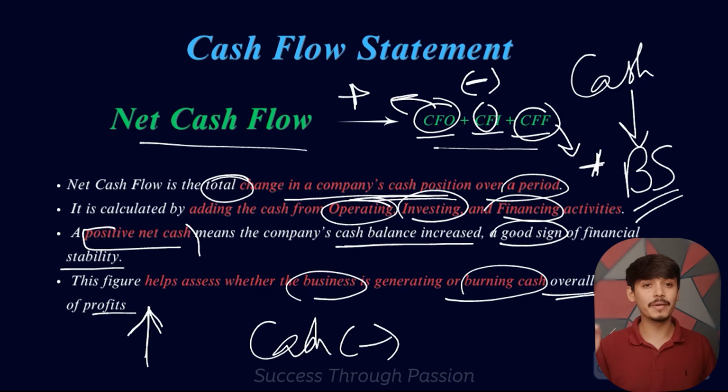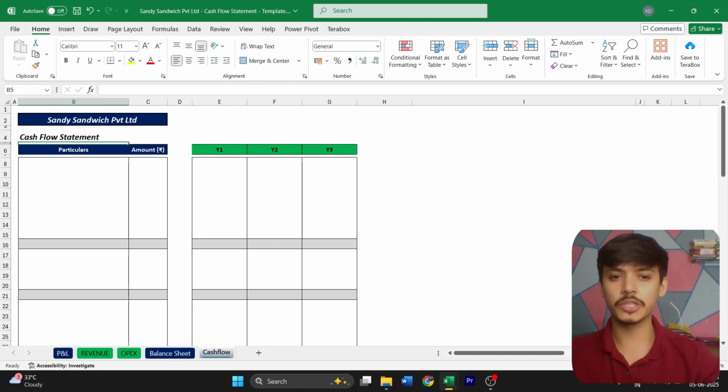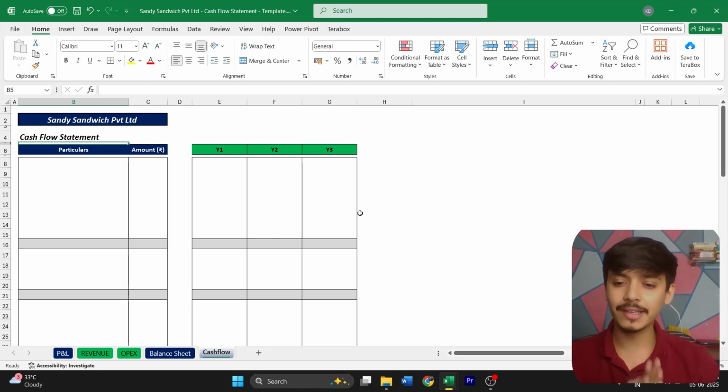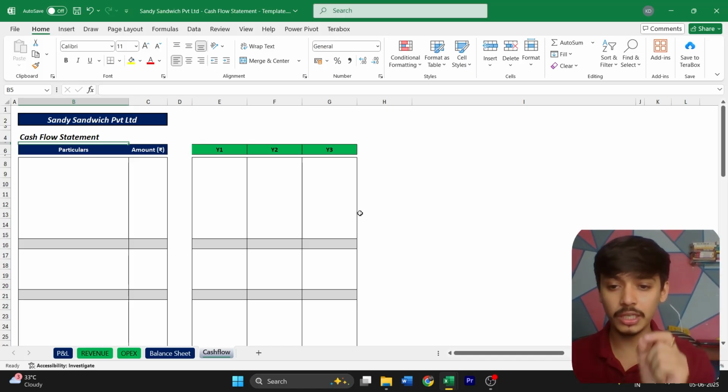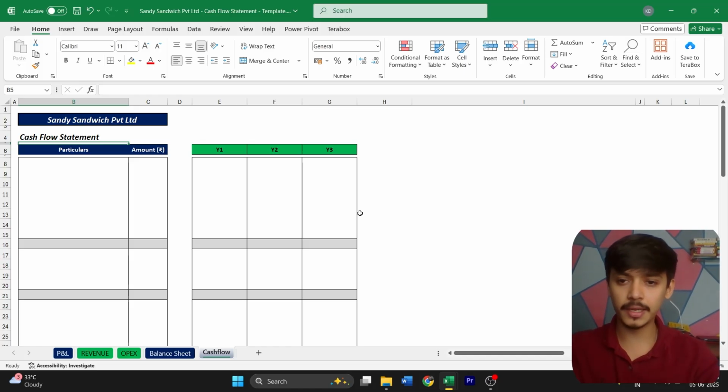Now let's get on to our Excel and model out the first year cash flow statement for our case study. Okay, so we are building cash flow statement using this template. Before we start plugging in data, we know that cash flow is built using balance sheet and P&L. So we will mark out each and every line item of balance sheet and P&L which is going to be entered into cash flow statement.